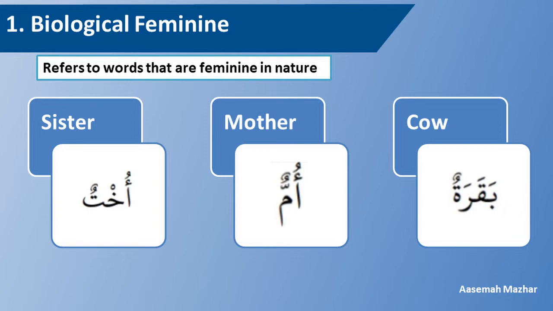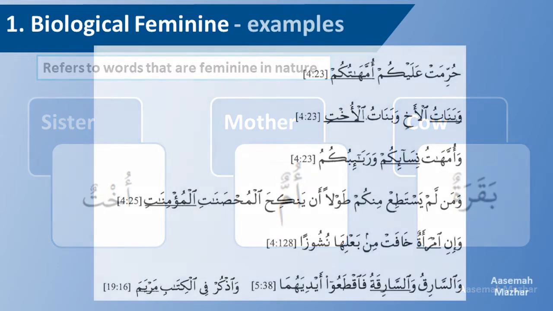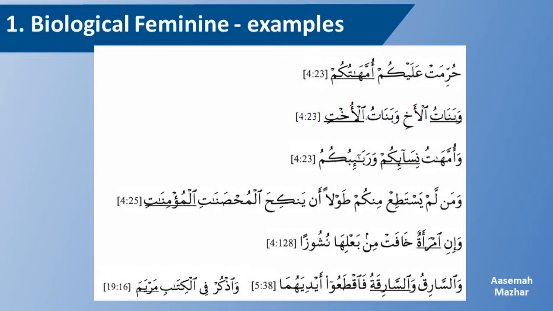For example, sister, mother, a cow in Arabic is feminine. A sister in Arabic is called ukhtun. A mother, ummun. Cow, baqaratun. Now some examples from Quran. Look at the first ayah. حُرِّمَتْ عَلَيْكُمْ أُمَّهَاتُكُمْ. Can you guess what is a biologically feminine name here? Yes. You might have heard Ummul Mu'mineen, Ummahatul Mu'mineen. Ummahat is the plural, and that's what's used in this ayah.